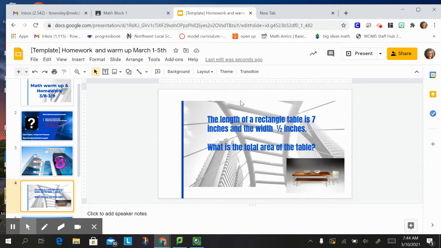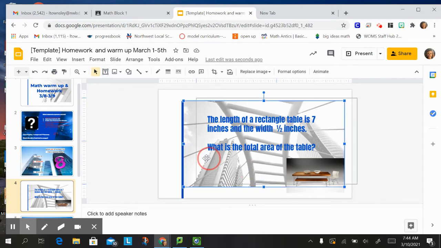This is the next one. The length of a rectangle, it should be rectangular, sorry. The rectangular table is 7 inches and the width is 1/2. What is the total area of the table? Well, when you guys are looking at area, I know that you know that it is length times width.